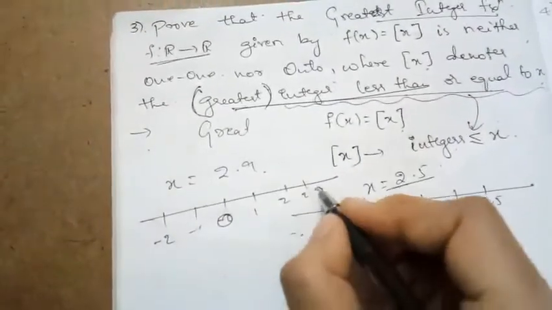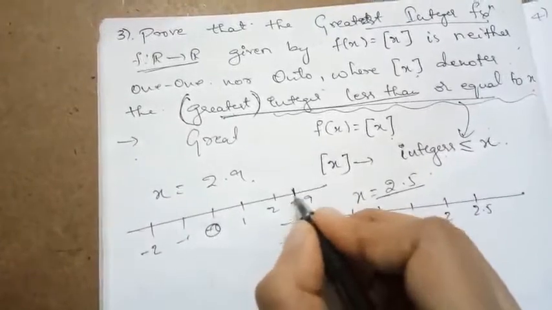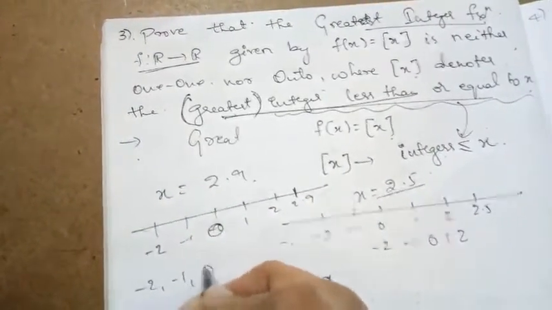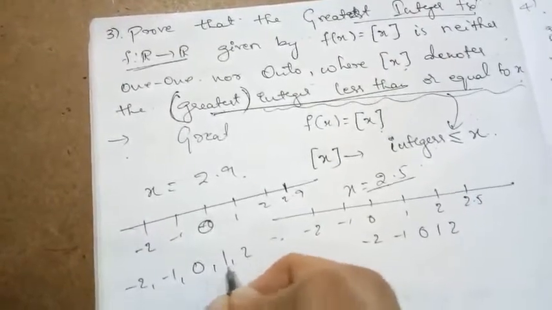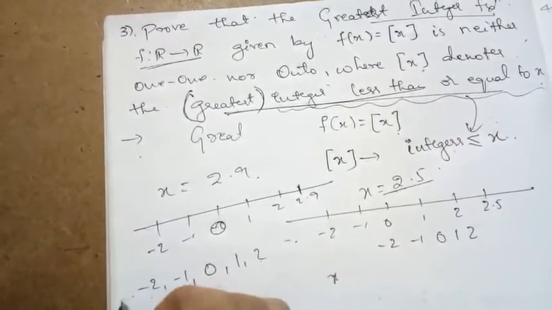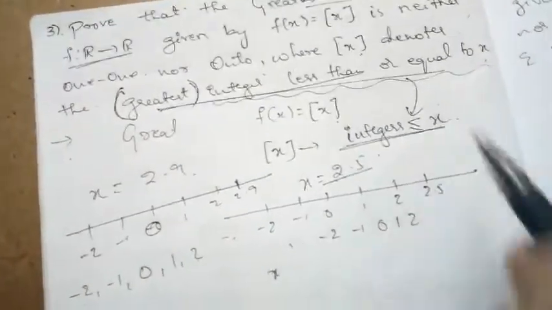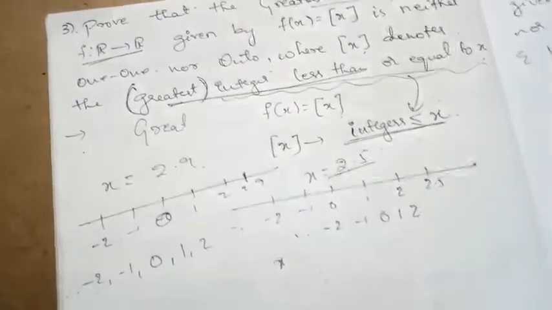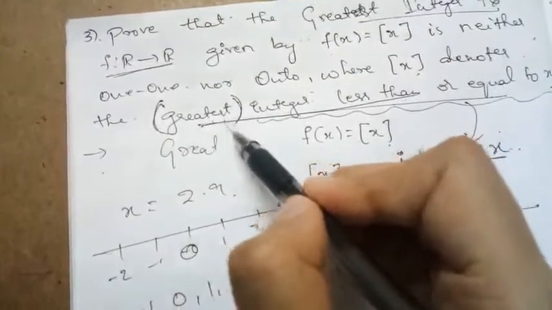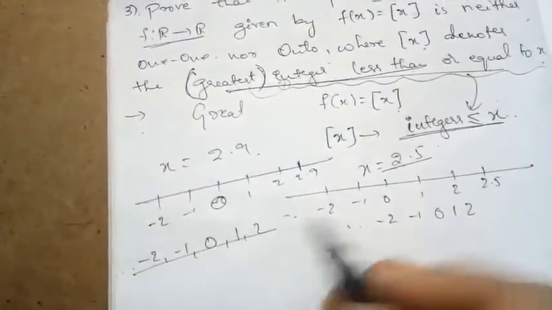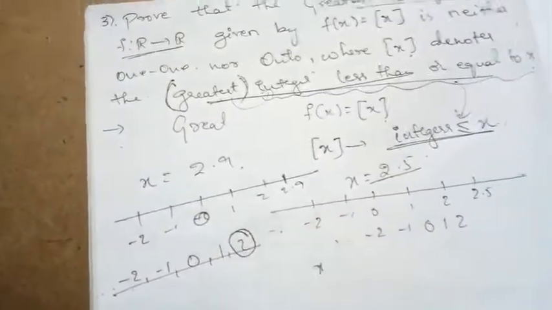Again, the integers which are less than or equal to 2.9. If 2.9 comes here, what does it mean? The integers less than or equal to 2.9 are 2, 1, 0, minus 1, minus 2, and so on. So this is what "integers less than or equal to" is saying. So what they are saying, greatest integer less than or equal to x means among these things which is the greatest? 2 is the greatest.